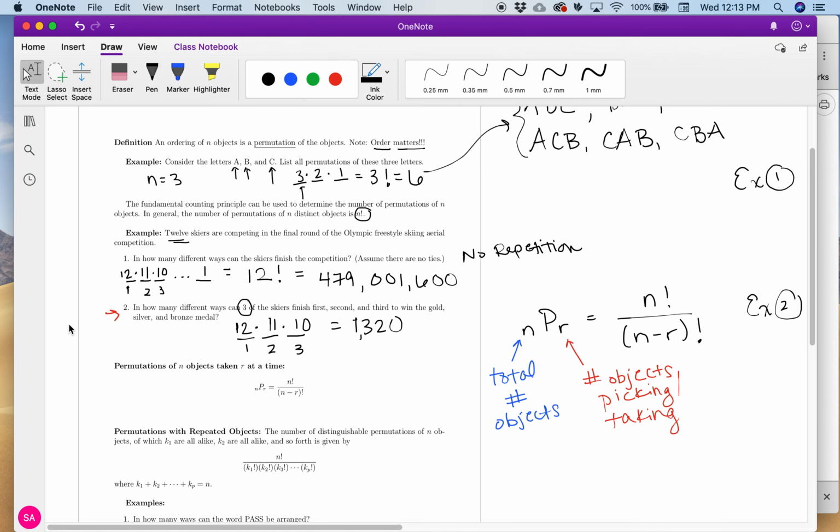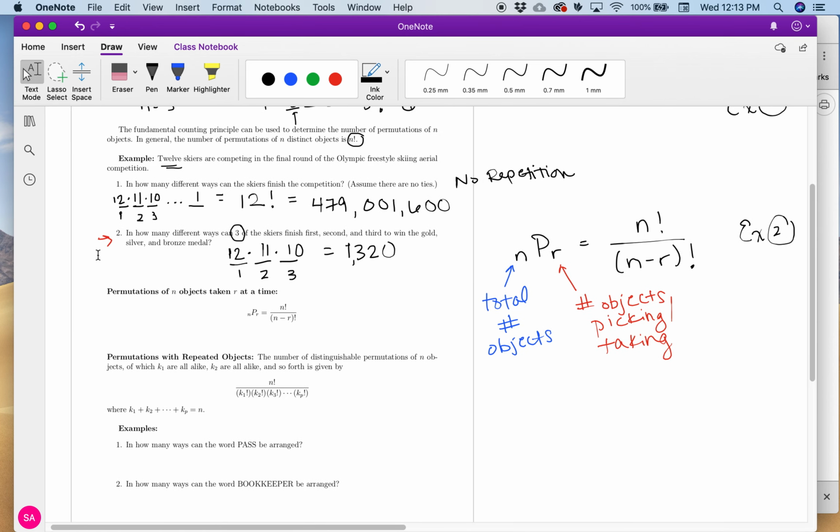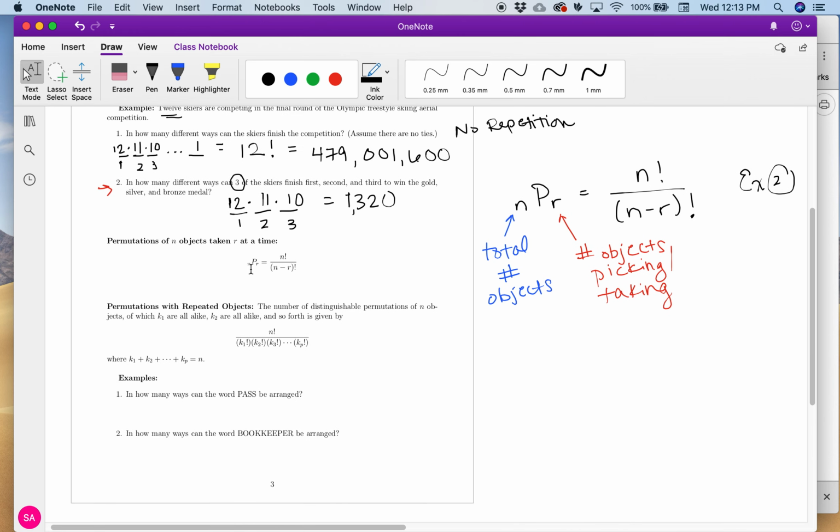Okay, so those are two types of permutations you'll run into. A permutation with all of the objects, where it just boils down to a single factorial, or a permutation where we're only picking out some of the objects out of the total, like we did here. And we can use this formula for either of those cases.